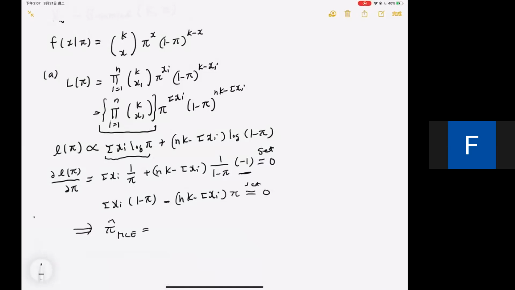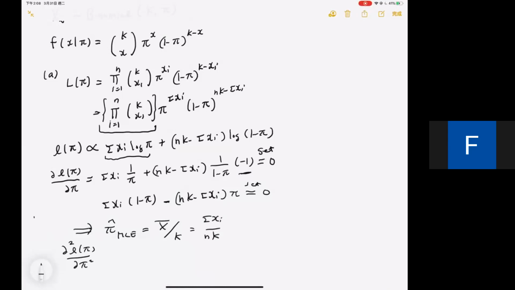Pi hat MLE should be what we call x bar divided by k. Possibly you could eventually find it's summation xi divided by nk. Either way, again, I keep saying so, don't disappoint me.